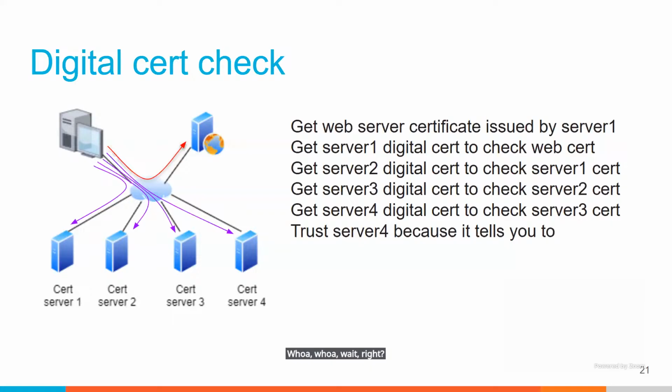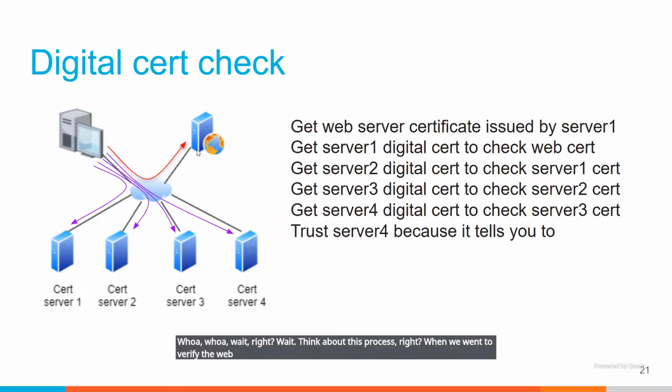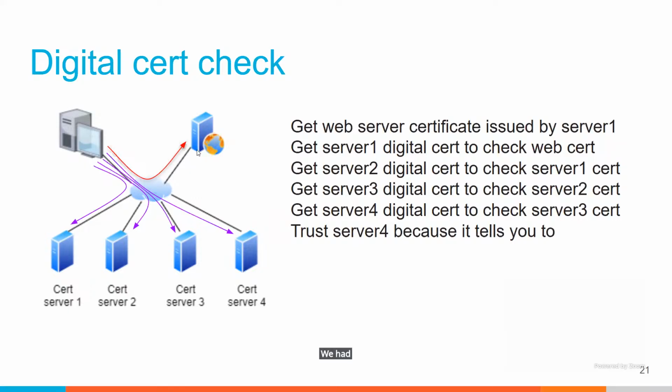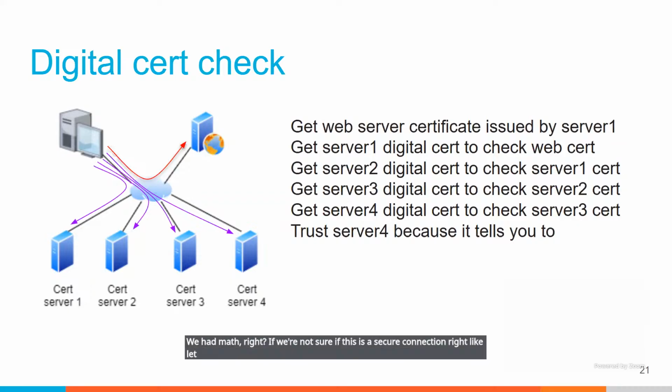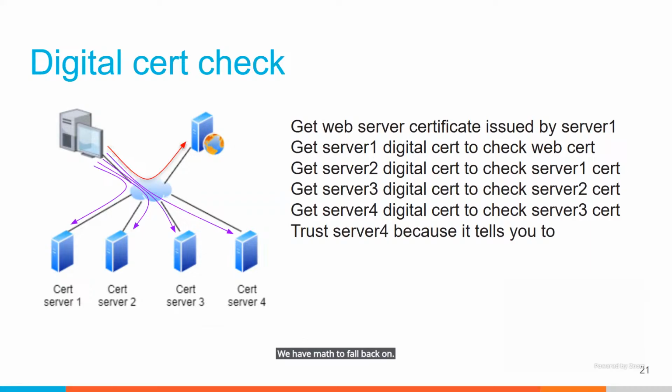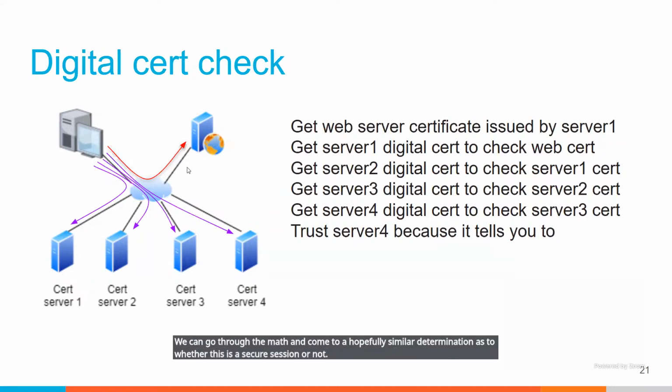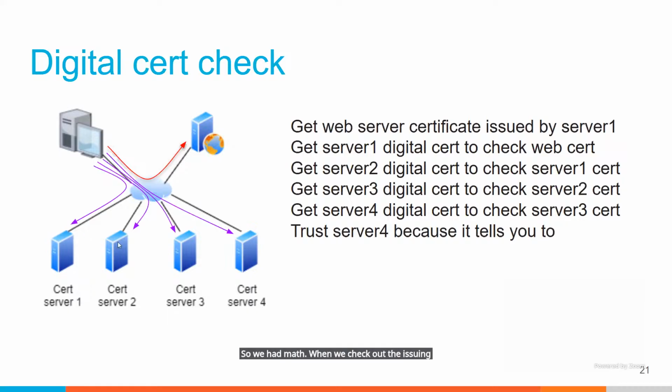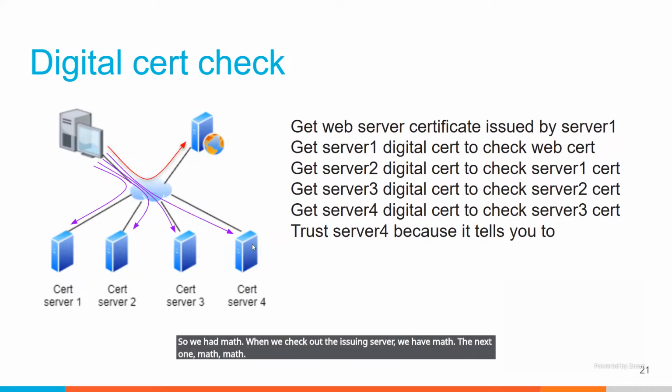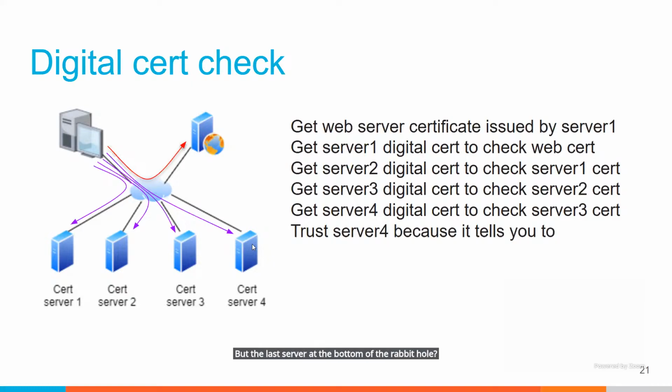Wait. Think about this process, right? When we went to verify the web server we were trying to talk to, we had math. If we're not sure if this is a secure connection, like, let's say Keith and I have a disagreement about whether this is secure or not, we have math to fall back on. We can look at this logically. We can go through the math and come to a hopefully similar determination as to whether this is a secure session or not. So we had math. When we check out the issuing server, we have math. The next one, math. But the last server at the bottom of the rabbit hole, it says, trust me because I said so. Well, that's not math.